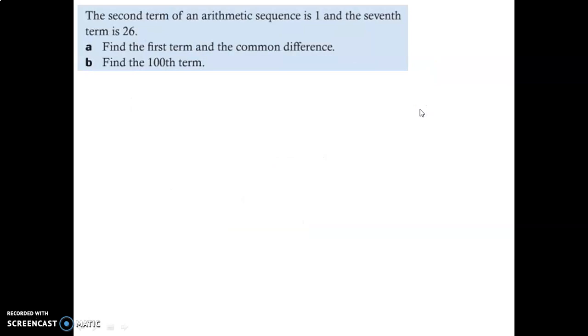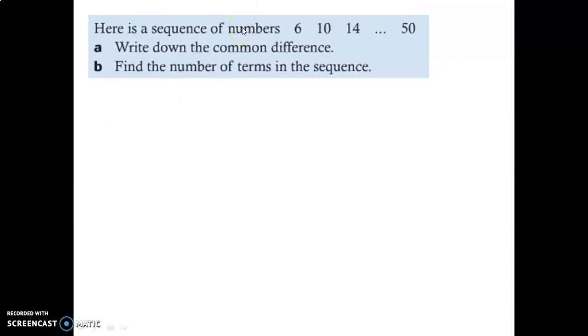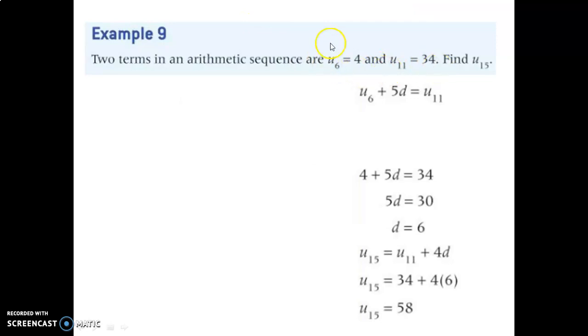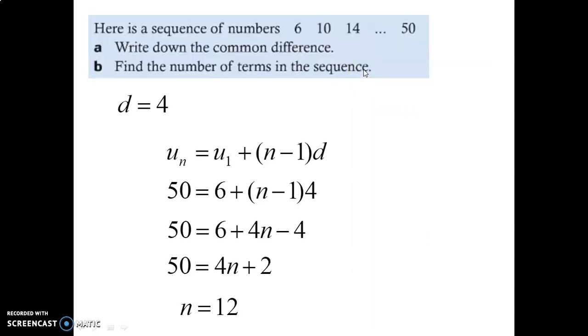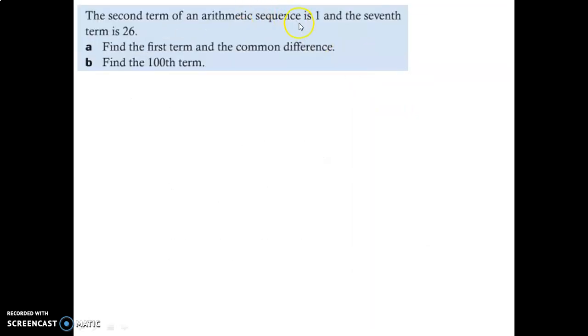Next one, try this. It says the second term in a sequence is 1, and the 7th term is 26. Okay, so in this case, I will try it in that longer method that I was talking about, because this is very similar to that one a couple questions ago. Let's remind you this one here, where you know one term, you know another term, and they're separated by some number of terms. That's exactly what we have in this problem, because you know the second term and the 7th term, right?